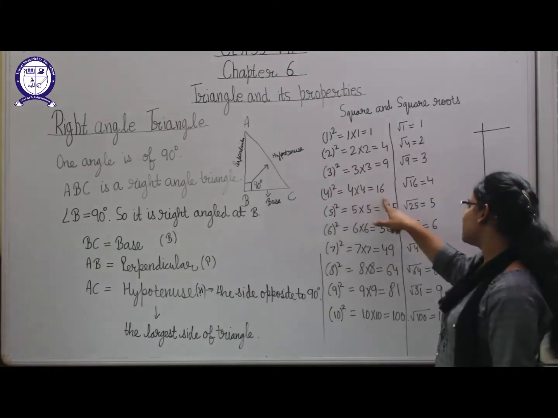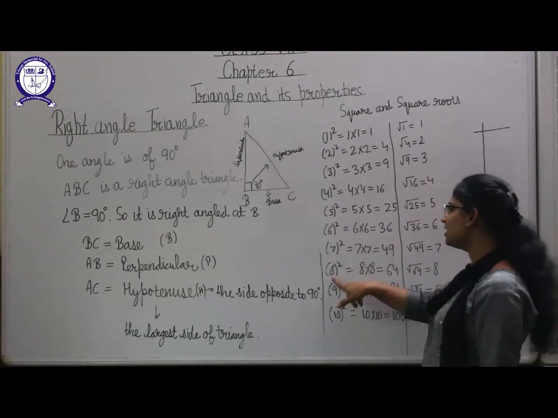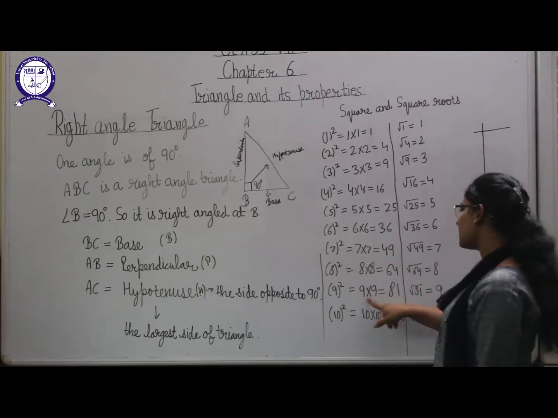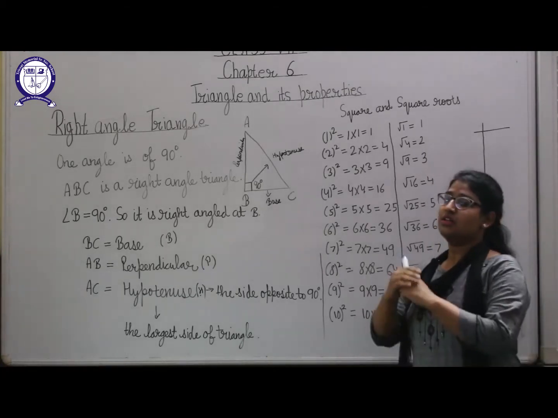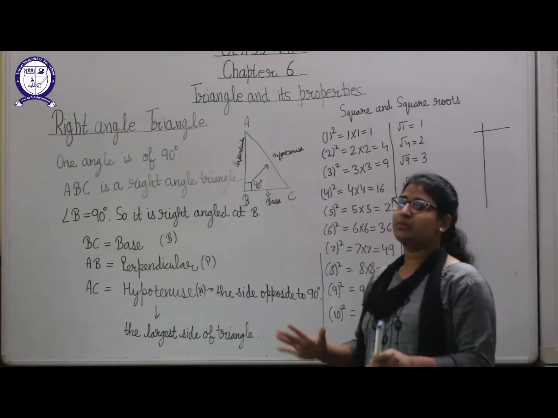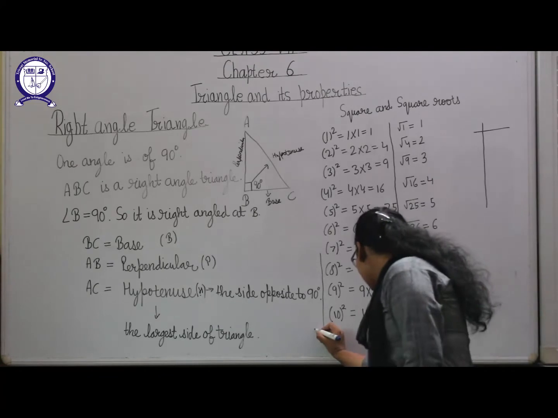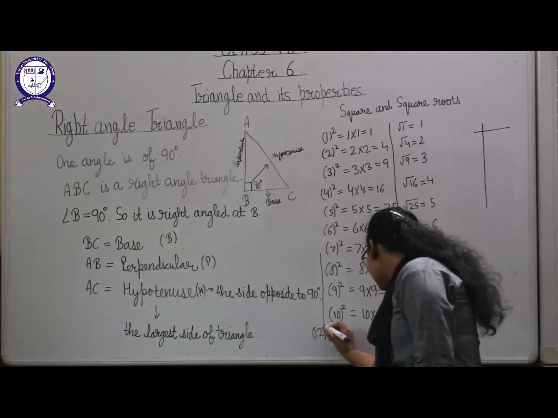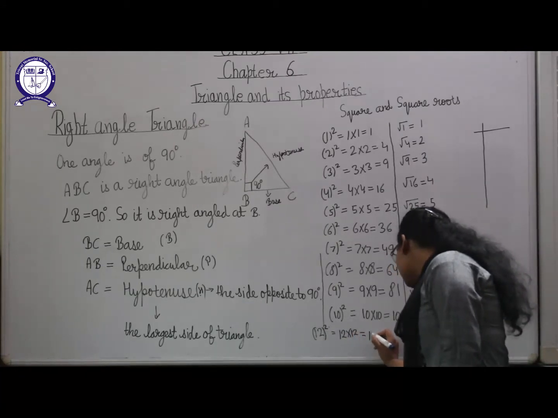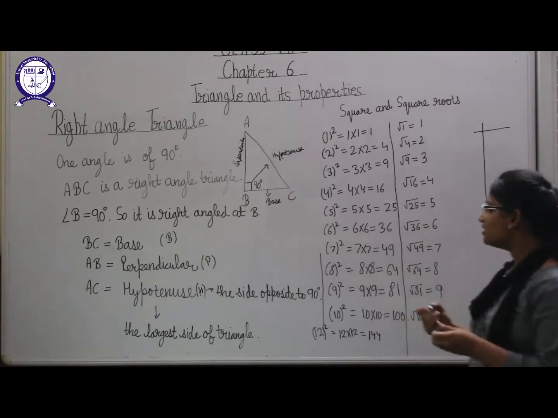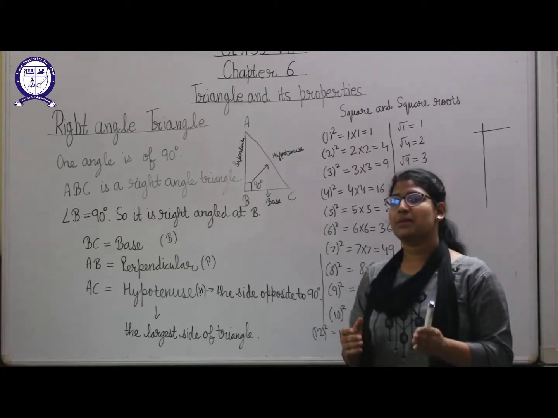Like this, 4 fours are 16, 5 square is 25, 6 square is 36, 7 square is 49, 8 square is 64, 9 square is 9 nines are 81, and 10 square is 10 tens are 100. Like this, you can find out the square of any number. Suppose there is any bigger number like 12. If we have to find the square of 12, what will we do? 12 multiply 12, and what will we get as an answer? We will get 144.